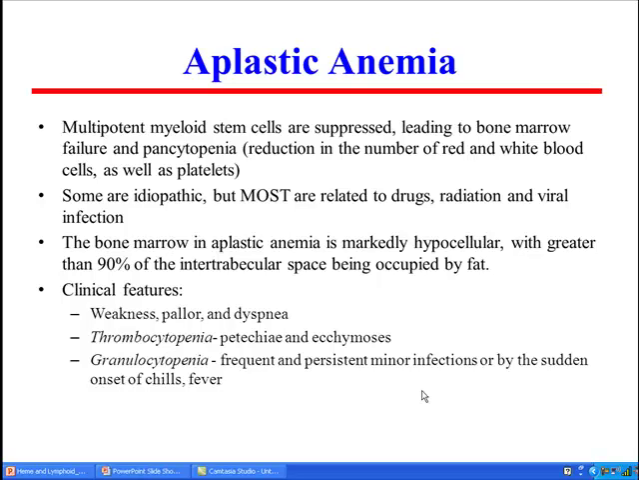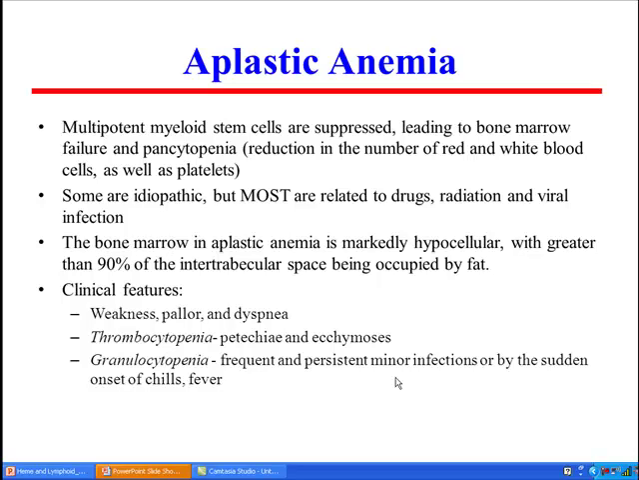Okay, aplastic anemia. This is a disorder in which the multipotent myeloid stem cells are suppressed, and this will lead to bone marrow failure and pancytopenia, which means that there's going to be a reduction of both red and white blood cells as well as platelets. In some cases the cause is idiopathic, but in most cases they're related to drugs, radiation, and viral infection.